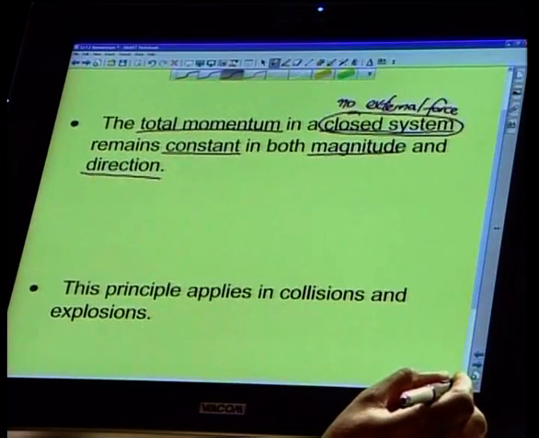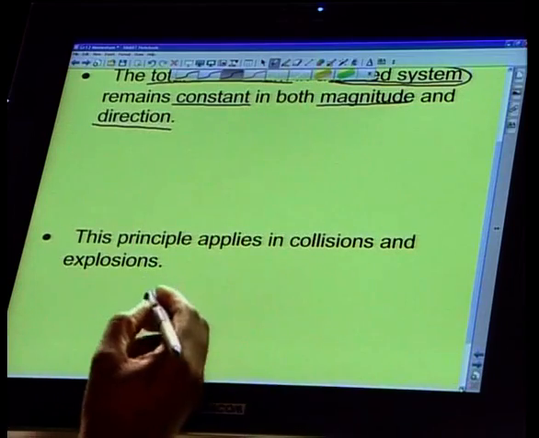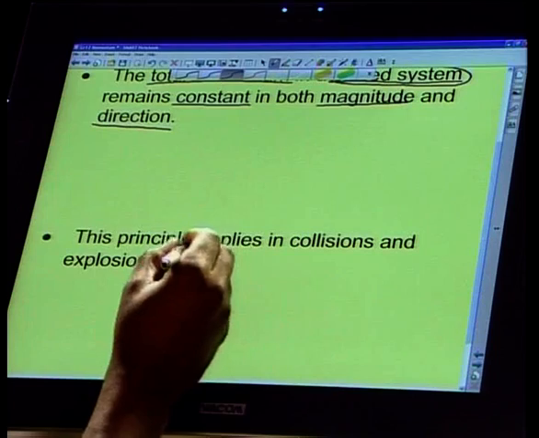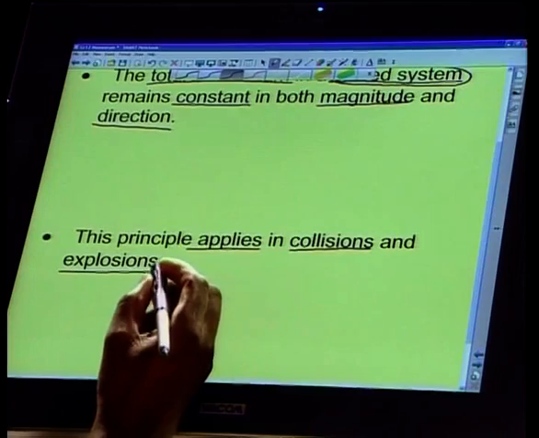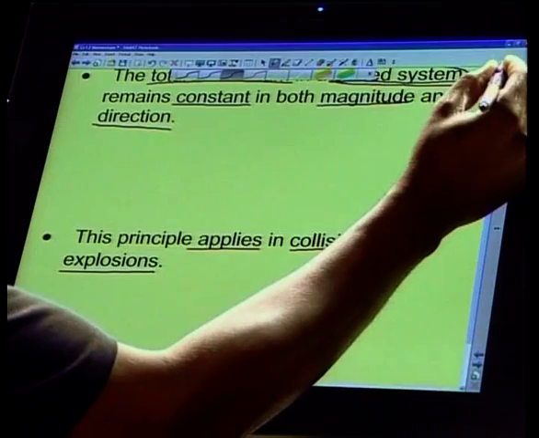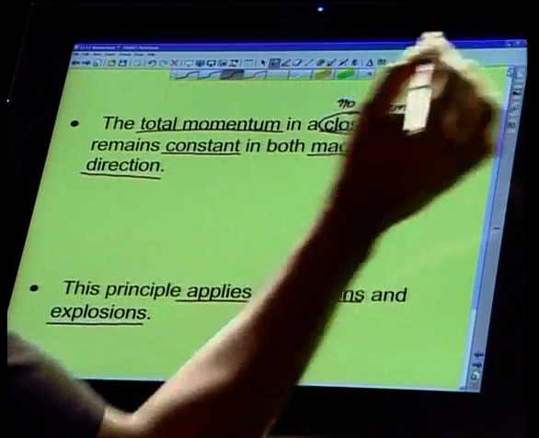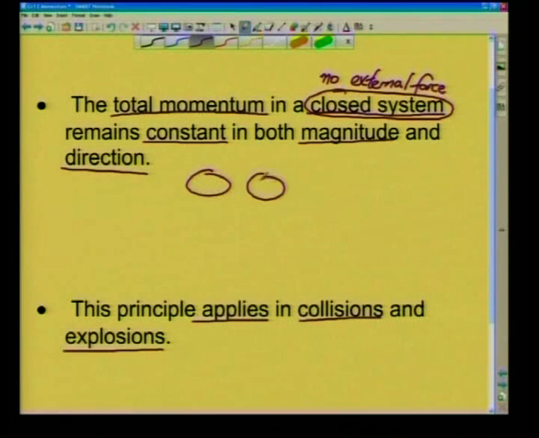Okay? Now, where do we apply this principle here? This principle is applied in collisions and explosions. Okay? So that's why I said here that this system, we're talking about 2 or even more objects.